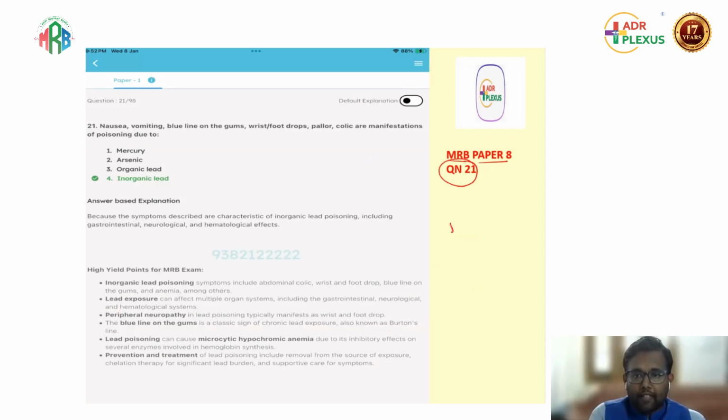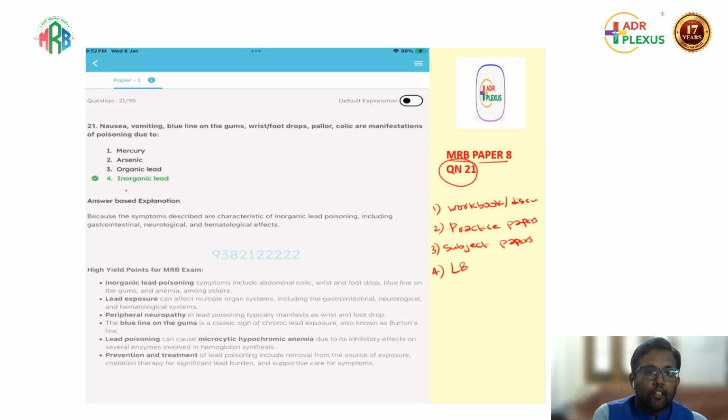So in MRB, we had practice papers, then subject-wise papers, then we also had a leaderboard, then the main thing, workbook with description. So which four contents are we seeing? Organic lead, gums, blue line, wrist drop, foot drop. So almost this is directly from this material.